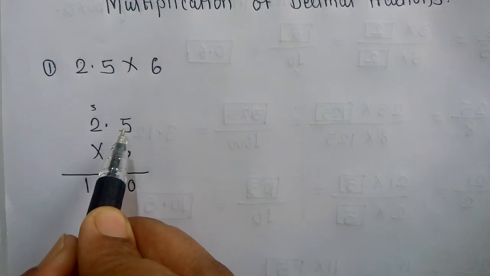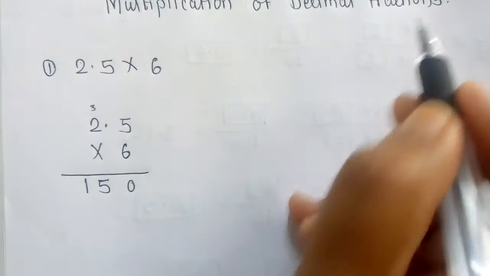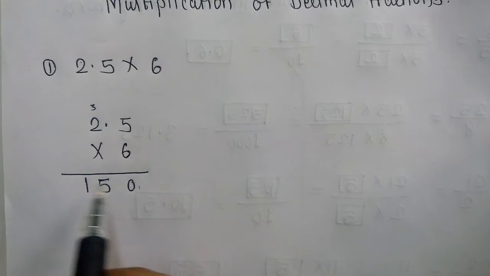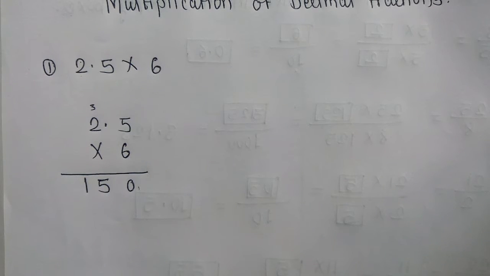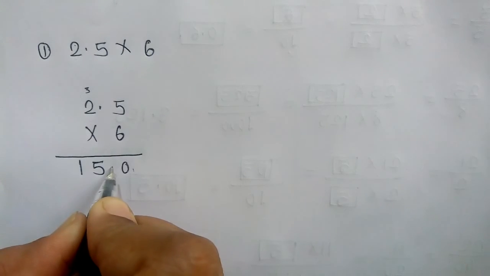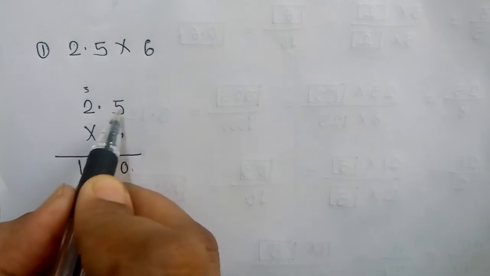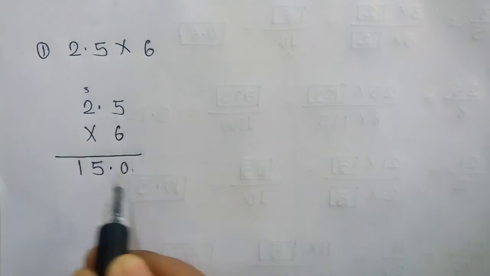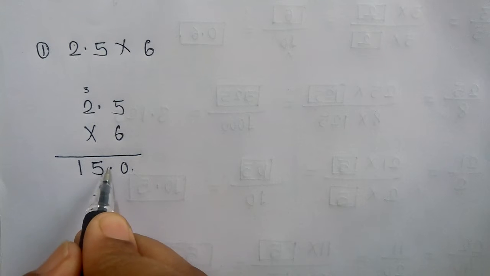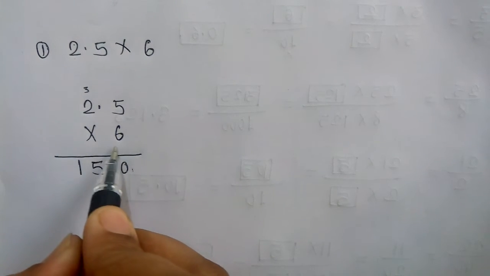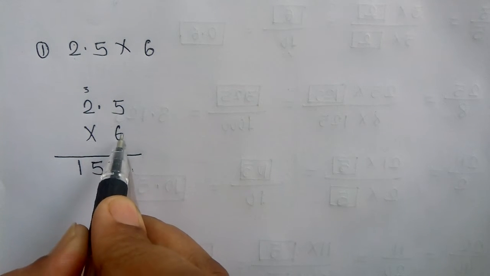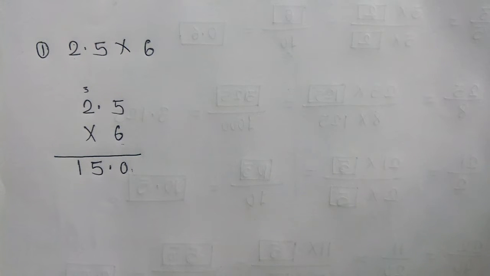Now if they are decimal fractions, we will think about this point also. Here to this answer 150, we will give a point. Why? See here, before one place the point is there. So here also from the right side we will leave one place and here we will give the point. And this 6 is not a decimal fraction, so we will not think about a decimal point for this 6.